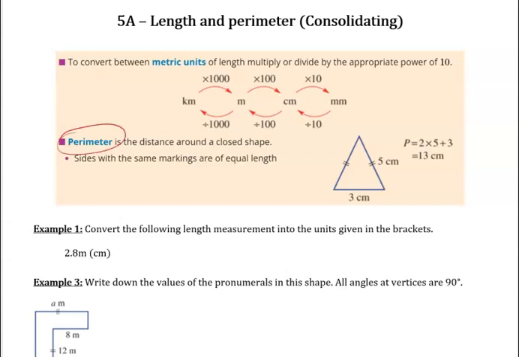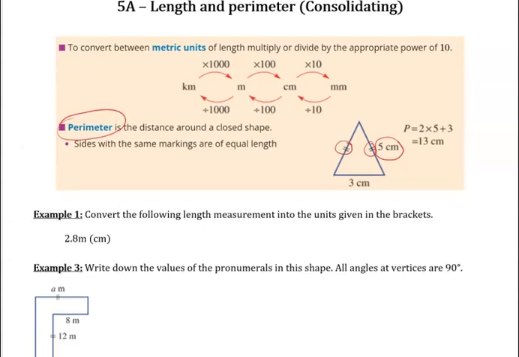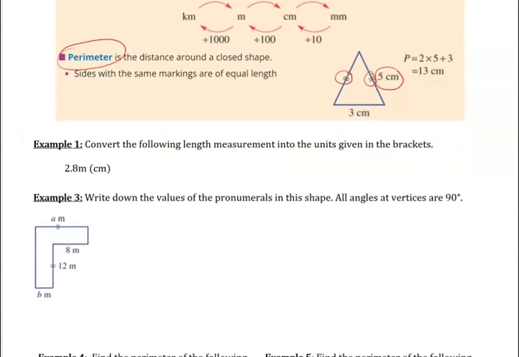Remember the word here is perimeter. So that's the distance around a closed shape, so all the sides. And remembering when we have these markings, that means that those side lengths are the same, and we're going to need to know that.